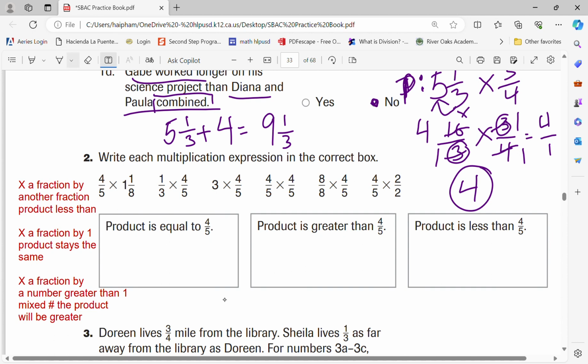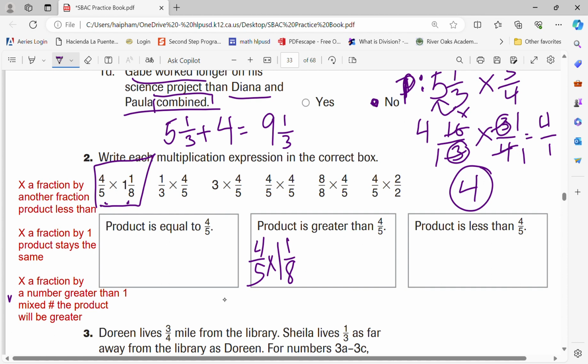Based on these rules and principles, let's take a look at the first one here. We have 4/5 times 1 and 1/8. So we have a fraction multiplying by a mixed number, so that would be greater than. Okay, so let's place that here. We have 4/5 times 1 and 1/8.